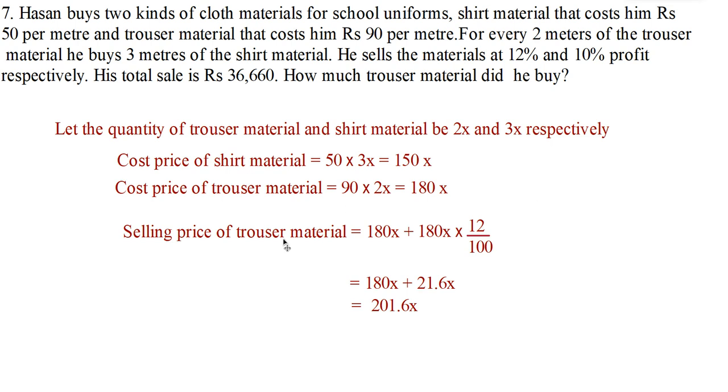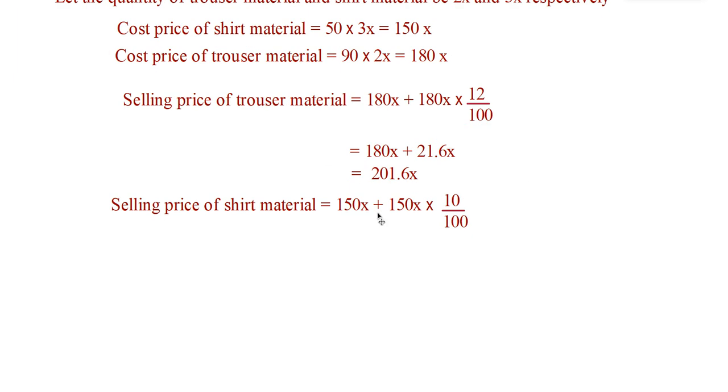The cost of the shirt material is equal to 150x and the profit percentage is 10. So how do you find the selling price of shirt material? That is 150x plus 150x into 10 by 100. That is 150x plus, here the 0s cancelled, so it is 15x, that is equal to 165x. Now you have the selling price of trouser material and the selling price of shirt material. So you can find the total selling price.